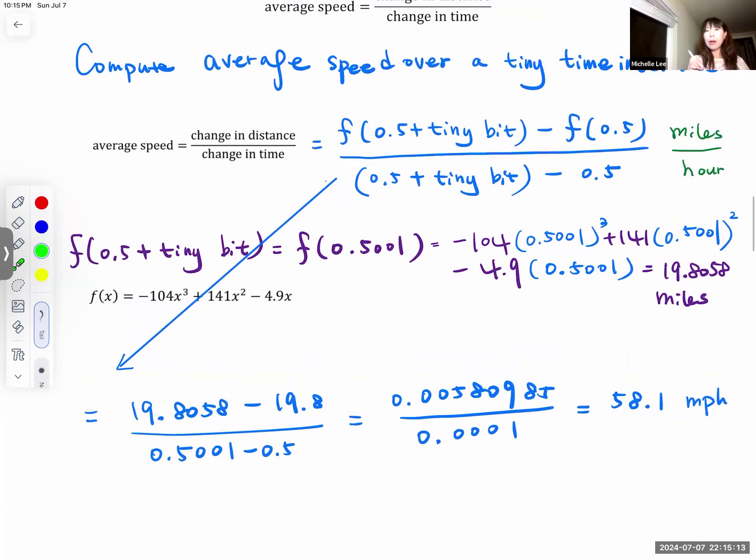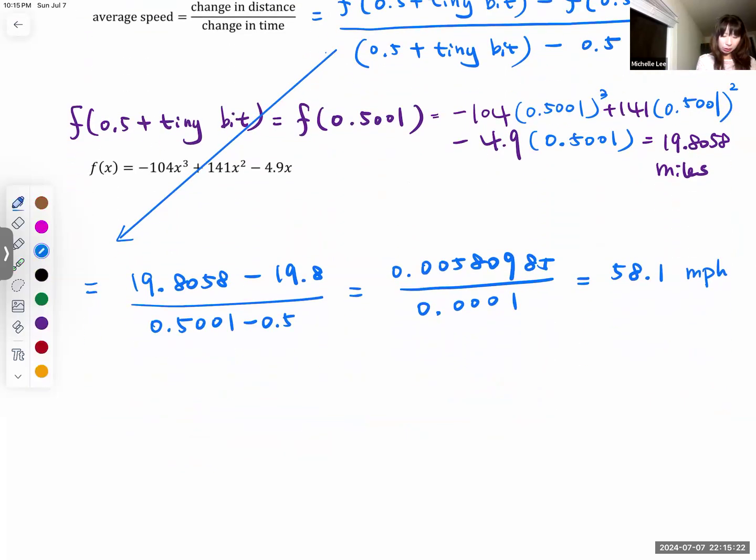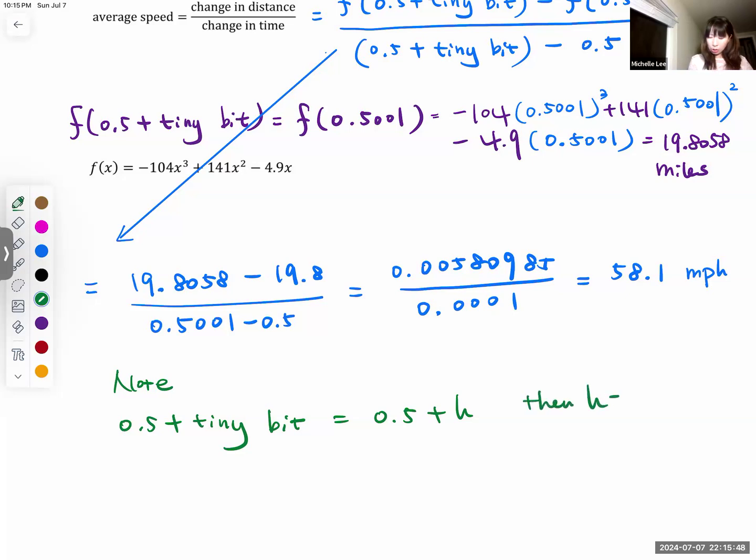So we had earlier 0.5 plus a tiny little bit, right? Let's denote: we said 0.5 plus h. h can be a tiny little bit, right? In that case, we give it 0.001 because we had 0.5001, right? So then h equals 0.001. That's a very tiny little bit, right?